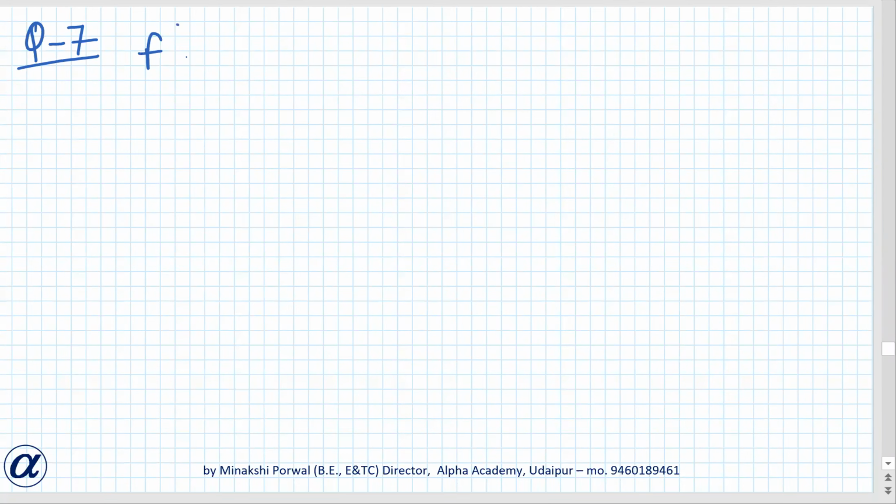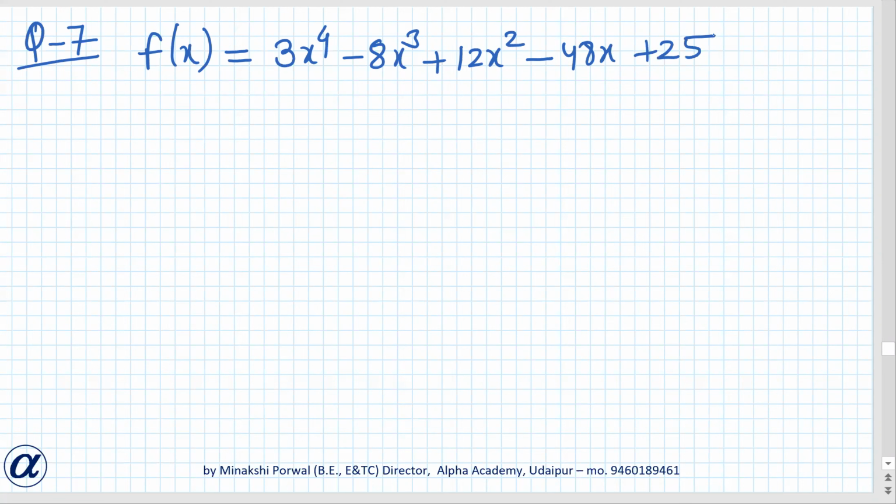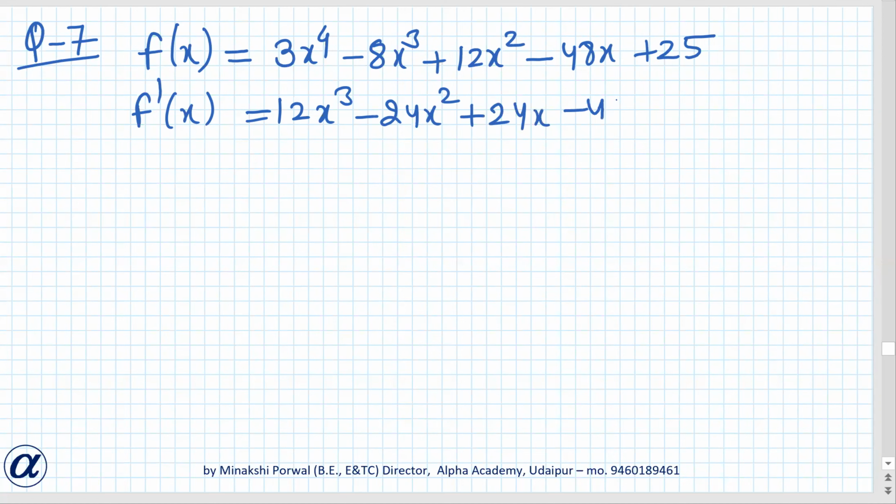Find both the maximum and minimum value of the function on the interval 0 to 3. So f(x) equals 3x to the power 4 minus 8x cube plus 12x square minus 48x plus 25. Finding the first derivative, that is equal to 12x cube minus 24x square plus 24x minus 48.